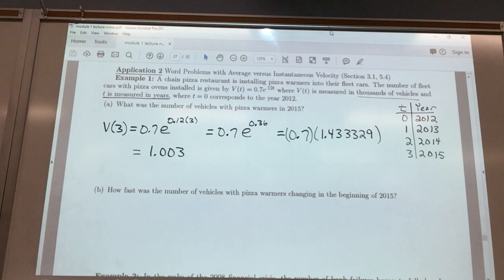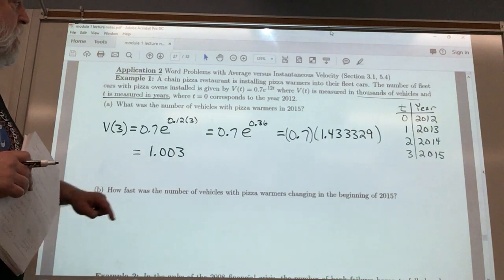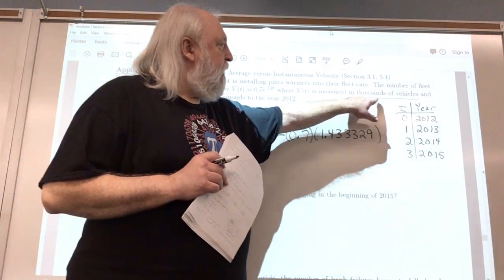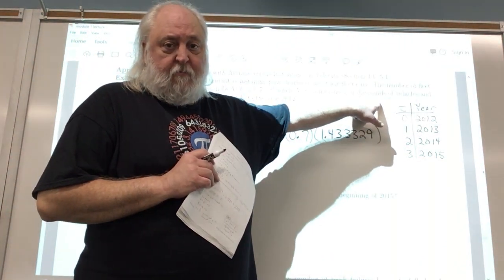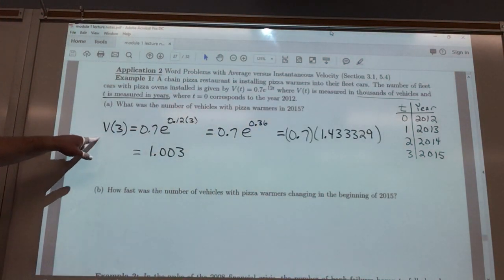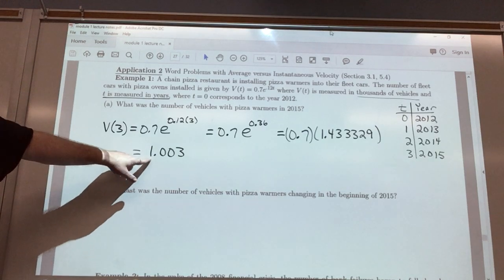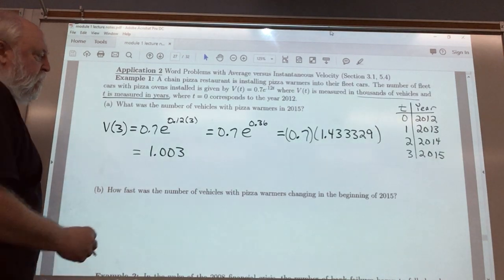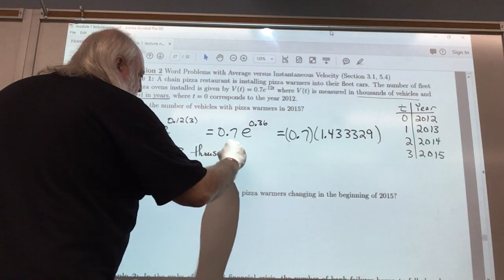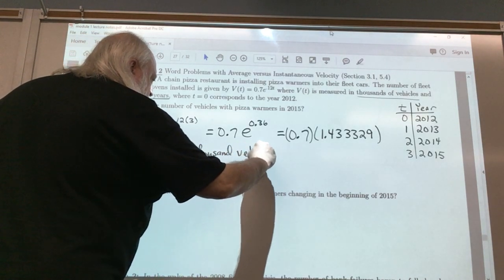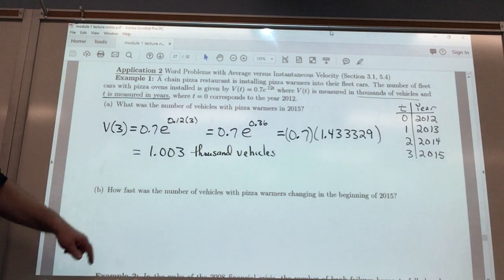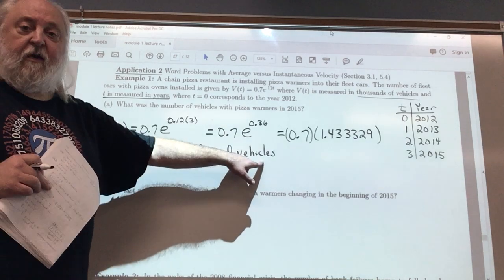Okay? Now, why did I round to 3 decimal places? Because v of t is measured in thousands of vehicles. Not number of vehicles, thousands of vehicles. So the number of vehicles with pizza warmers in 2015 is 1.003 thousand vehicles, because capital V, V of t, its units is thousands of vehicles.